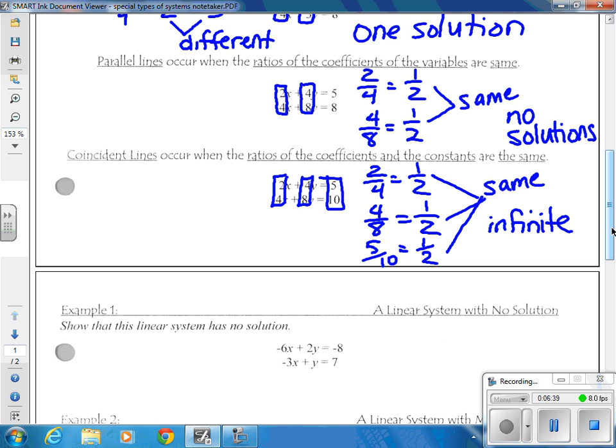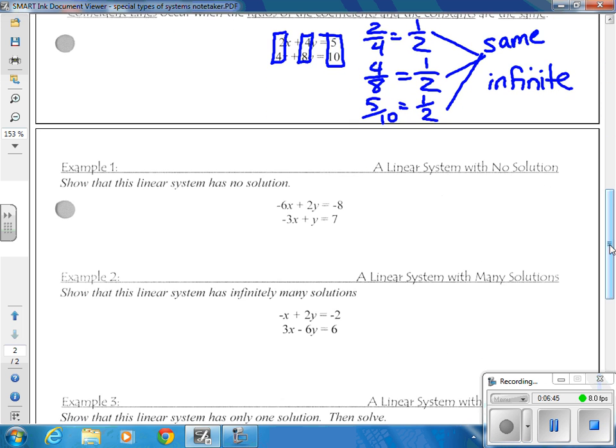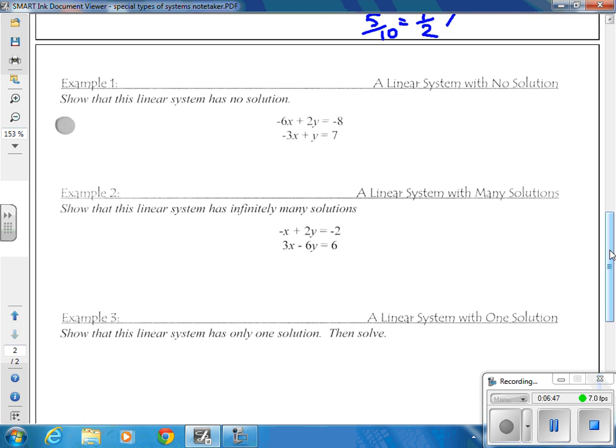So if you can learn the ratio way and remember which one's which, it actually saves you some time and a lot of work on your paper. But if you can't remember that, flip your paper over to the back side. I'm going to show you how you go ahead and solve the systems through elimination, and you can come up with the same result.